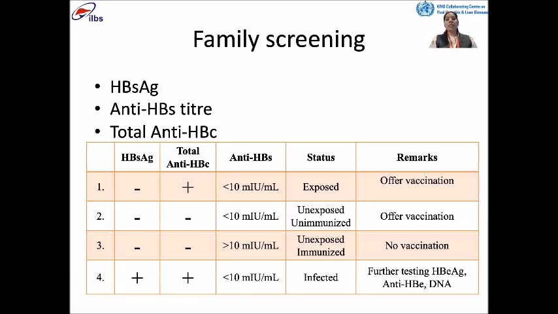Here, if it is positive, how many units of anti-HBs are present, and what is the status of whether the person is exposed or not. If exposed, vaccination is to be given. If it is negative but unexposed and unimmunized, then offer vaccination. So whether the result is positive or negative depends on the type of virus exposure. Further investigation is to be done, and whatever vaccination is required, the person has to be immunized.